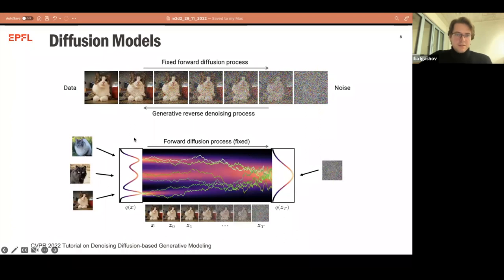To be more specific, let's say we have a training set of cat images as here, and this distribution is very complicated. So the idea of a forward diffusion process is that it takes the data point sampled from this complicated distribution and maps it to a point in a very simple prior distribution, which is usually a standard Gaussian distribution. And in this case, the reverse denoising process is intended to learn the trajectory that brings the point from the complicated distribution to the prior Gaussian, and then we can try to reverse this trajectory and generate new images, for example, in this case.